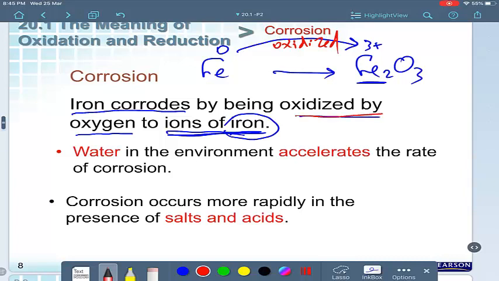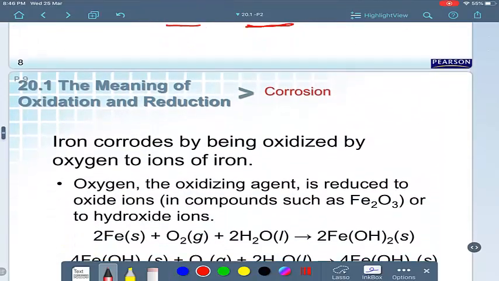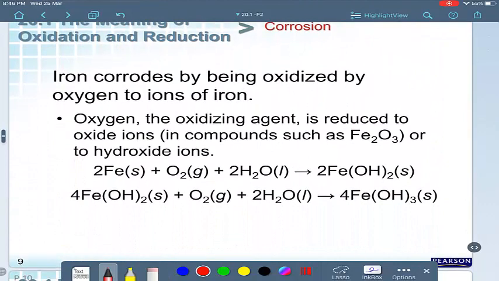Yes, oxidized. It doesn't happen without some helper compounds or molecules to accelerate the corrosion, like water. Water can accelerate the rate of corrosion. It makes it very fast. And also the existence of salts or acids makes the corrosion more rapid as well. We have a reaction like this.